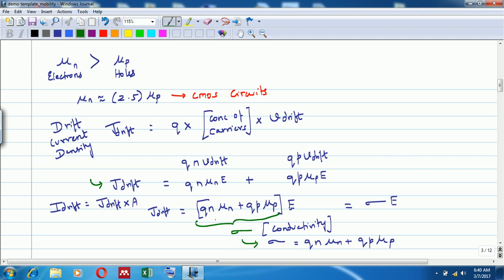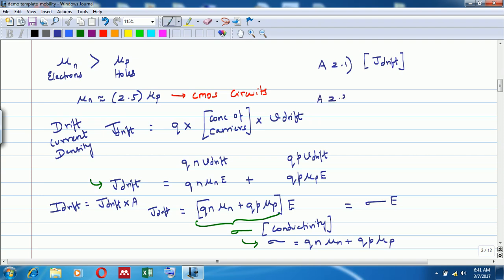So based on this, I'll give you two assignment questions. A 2.1: try to find out the units of drift current density. It is straightforward from here. Just substitute the units for all these quantities. For Q it is coulombs, N it is per centimeter cube, mu N it is centimeter squared per volt second, which we have seen in the previous slide. And for electric field it is volts per centimeter. Try to find out the units of drift current density.